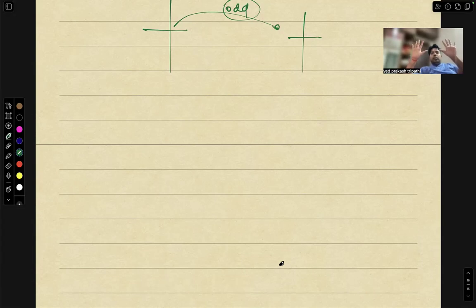So this is called non-superimposed mirror image, and these are enantiomers of each other. Suppose we have this molecule and I want to draw its enantiomer. So what are the possibilities to draw its enantiomer?